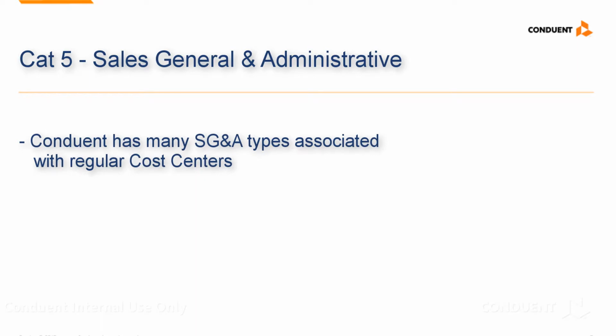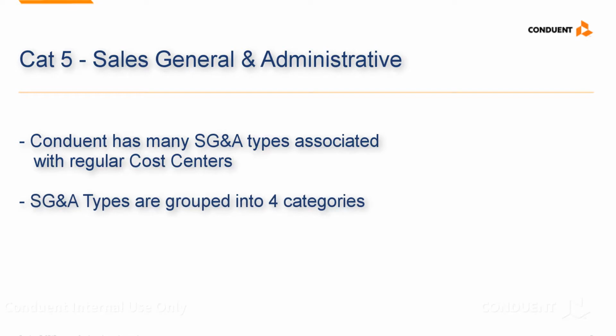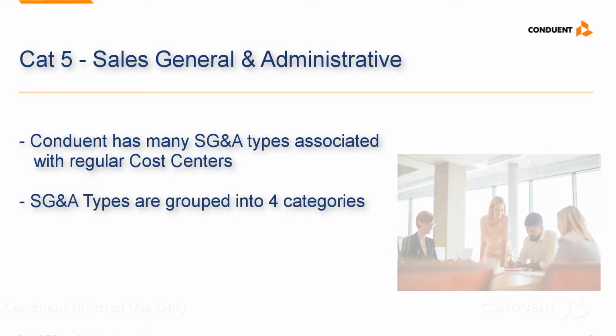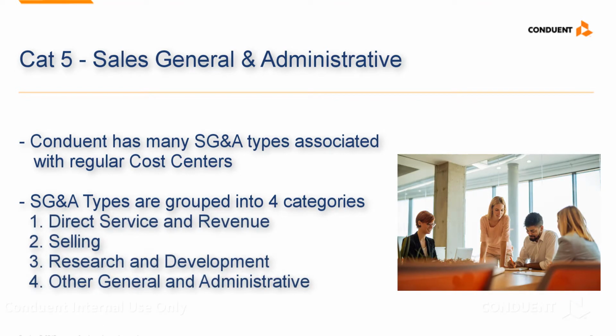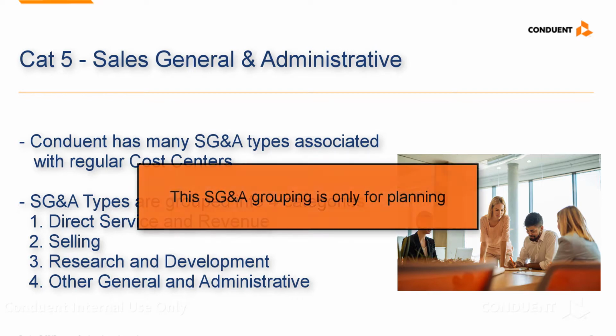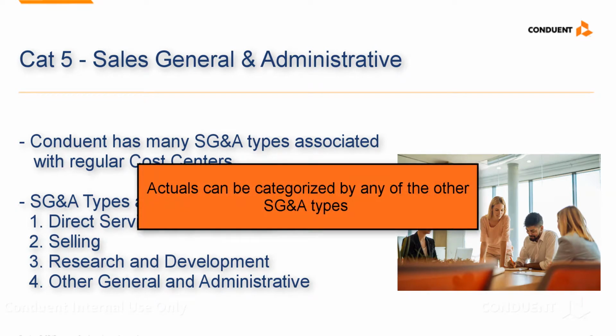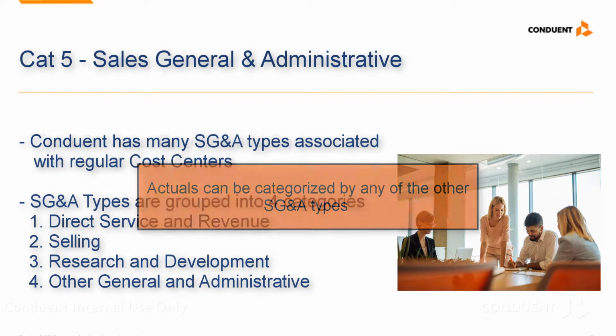Conduent has many SG&A types associated with regular cost centers. To keep the number of planning cost centers manageable, SG&A types are grouped into 4 categories for planning purposes only. The 4 categories of SG&A type are direct services and revenue, selling, research and development, and other general and administrative. The important point is this SG&A grouping is only for planning. Actuals can still be categorized by any of the additional SG&A types.